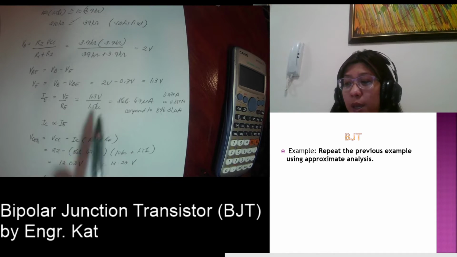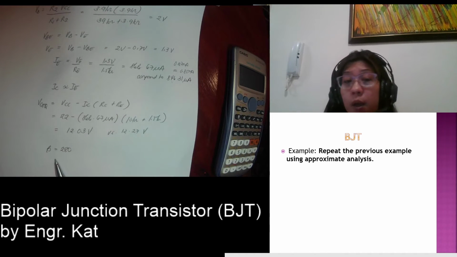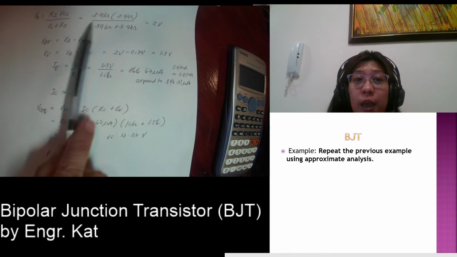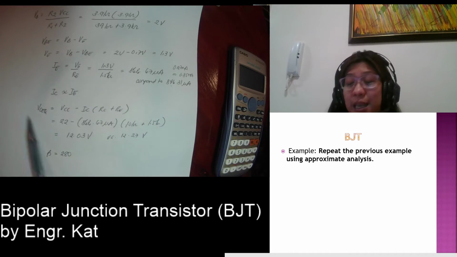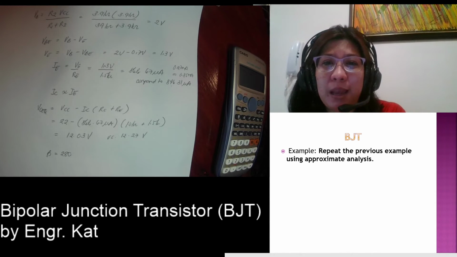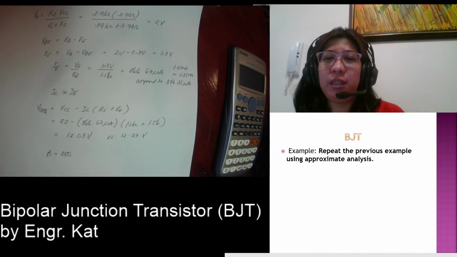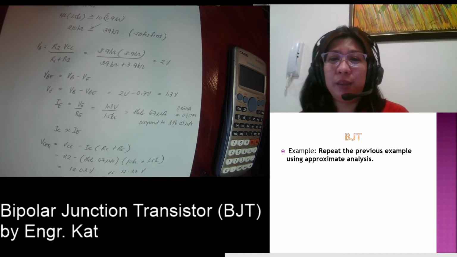Okay, and then we got rid of your beta. So what if we wanted to make your beta equal to 280? So did we see any beta in our formula? None. Okay, that means even though we change your beta to 280, it is automatically independent of your variable beta. So therefore, we have here a very, very stable circuit. And that is your voltage divider configuration.